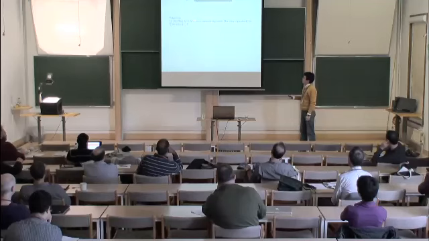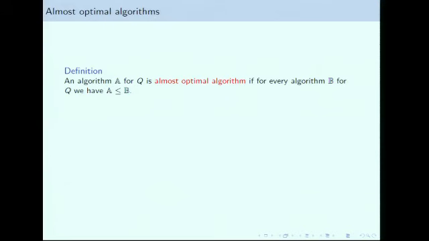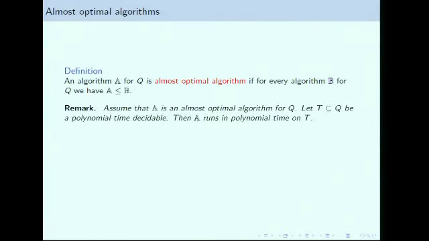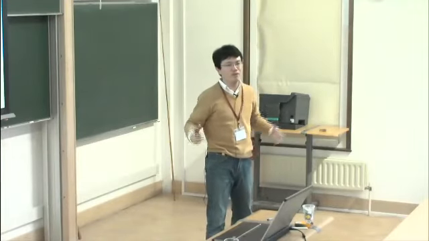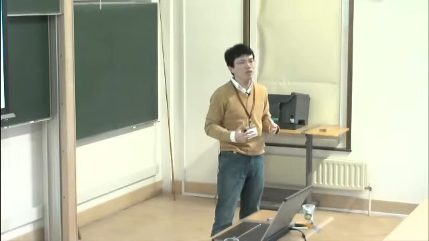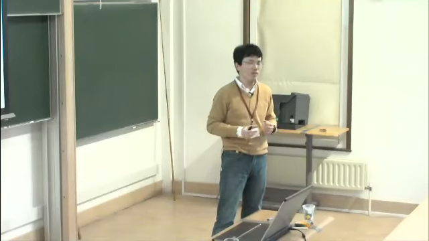So, an algorithm A for TAUT, this Q should be TAUT, is almost optimal if for every algorithm B we have A is less or equal to B. So this is the minimal element in this pre-ordering. One important remark, which we will use later: if A is an almost optimal algorithm for Q or for TAUT, and T is a subset of Q or TAUT which is polynomial time decidable, then A has to run in polynomial time on this subset. Intuitively, for an almost optimal algorithm, if you have a set of easy instances, it has to be polynomial time on this set of easy instances.